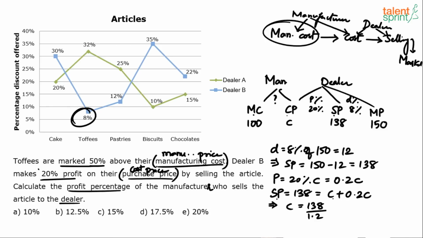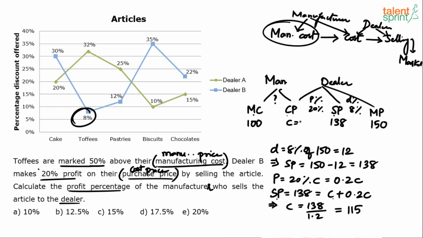Yes or no? So how much is C now? 138 divided by 20% more, right? If you take 115, 20% of it will be 23. 115 plus 23 is 138. Correct. So cost price comes out to be 115. Calculation is your lookout. I'm sure you can do the calculation, right? 138 has to be divided by 1.2. 115. 115 plus 23 is 138. Correct. Cost price is 115.